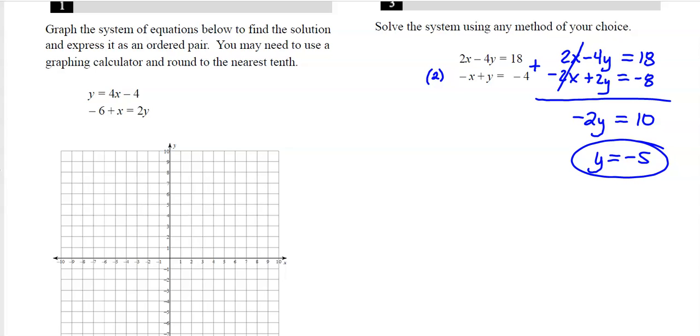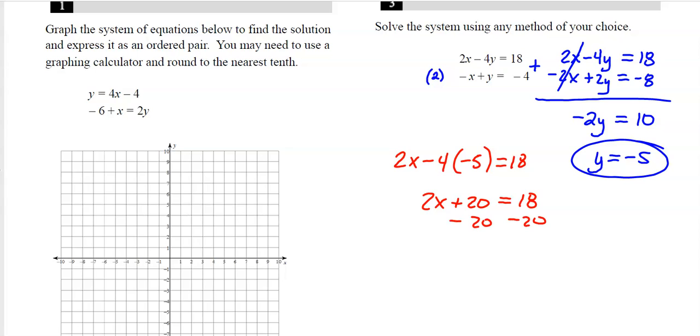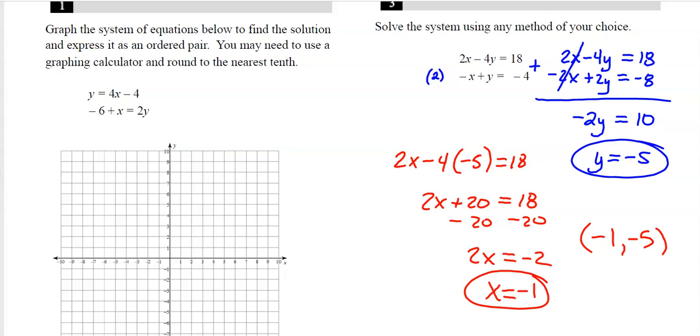Now we just got to go back and plug it in. So maybe I do the top equation. 2x minus 4 times, but instead of y, substitute what it is. And that's 2x plus 20 equals 18. Be careful here. Minus 20 from both sides. Negative 2, divide, divide. And I get x equals negative 1. You could also express that answer as an ordered pair. This is where they would cross if I were to graph those two. That would be the intersection point.